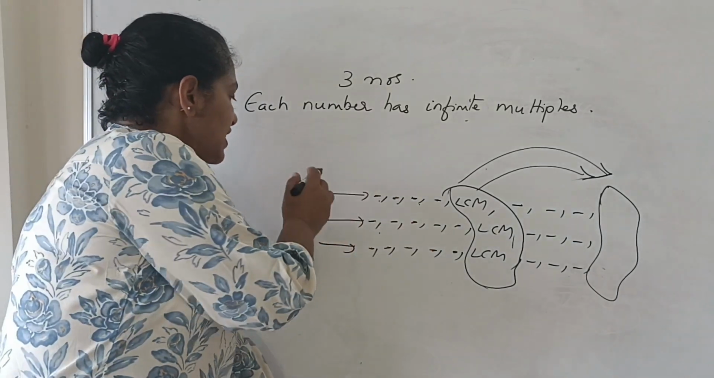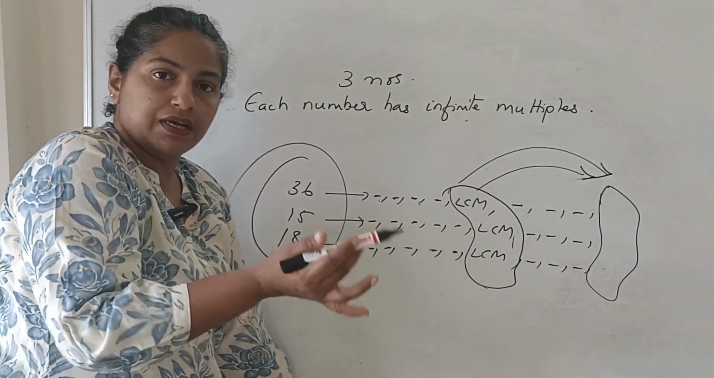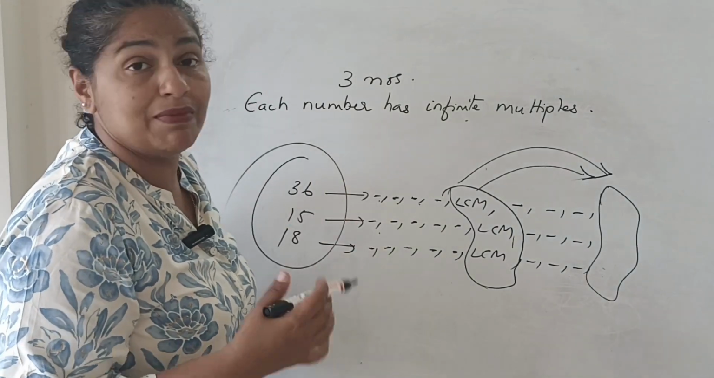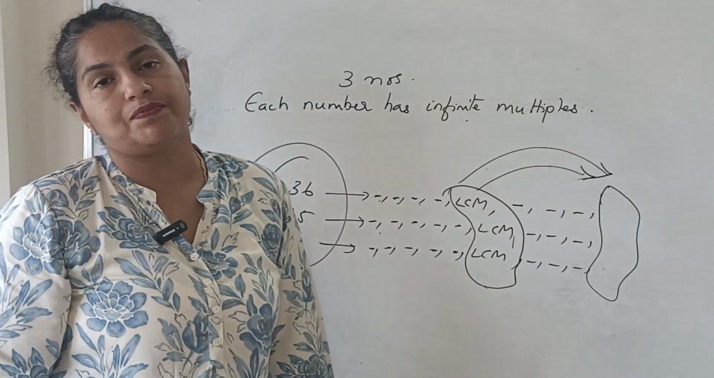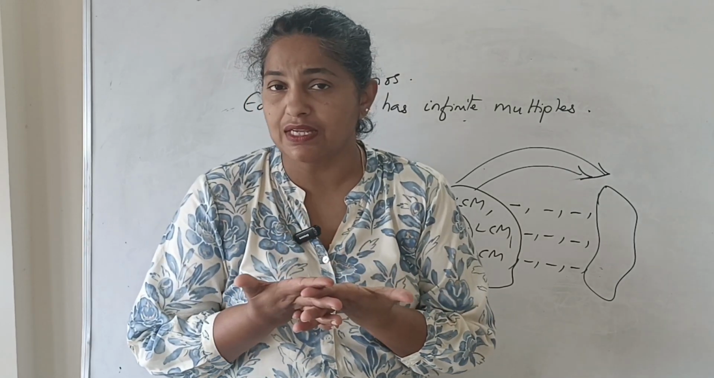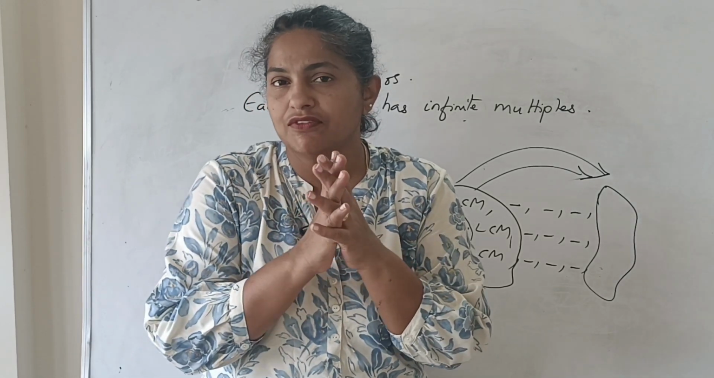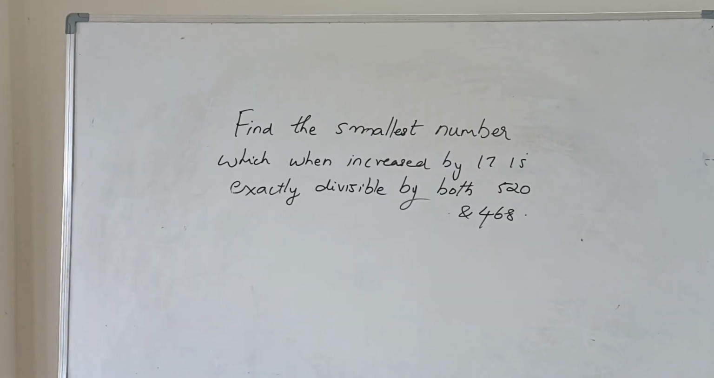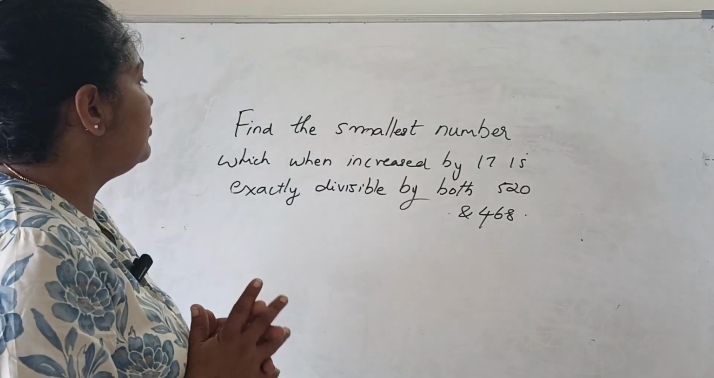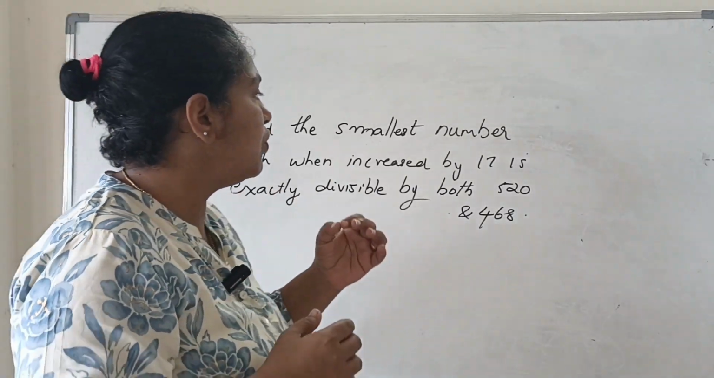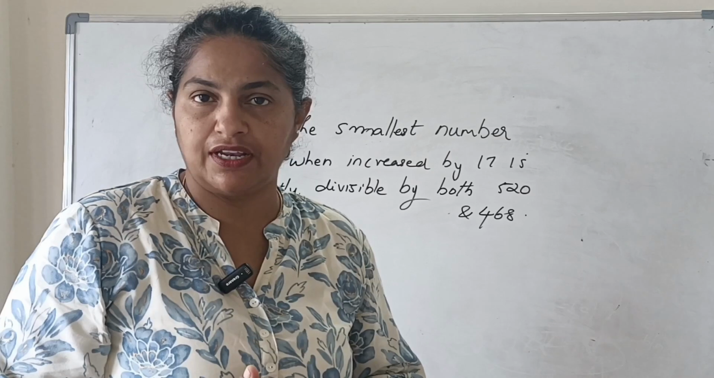Basically, this second common multiple will be a multiple of LCM also. See, LCM was already divisible by these 3 numbers, correct? So the second common multiple has to be divisible by these 3 numbers, basically means by LCM. Fine. I hope you people are clear with this particular concept. So let us do one more sum before we move on to the next type. Find the smallest number which when increased by 17 is exactly divisible by both 520 and 468.